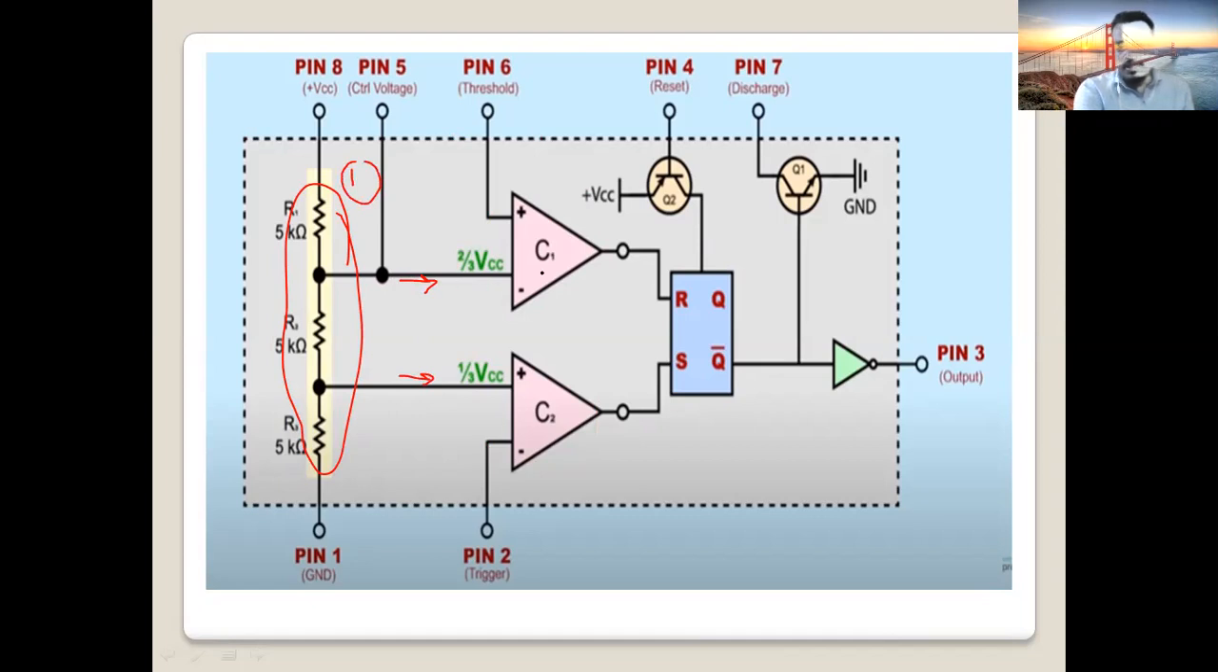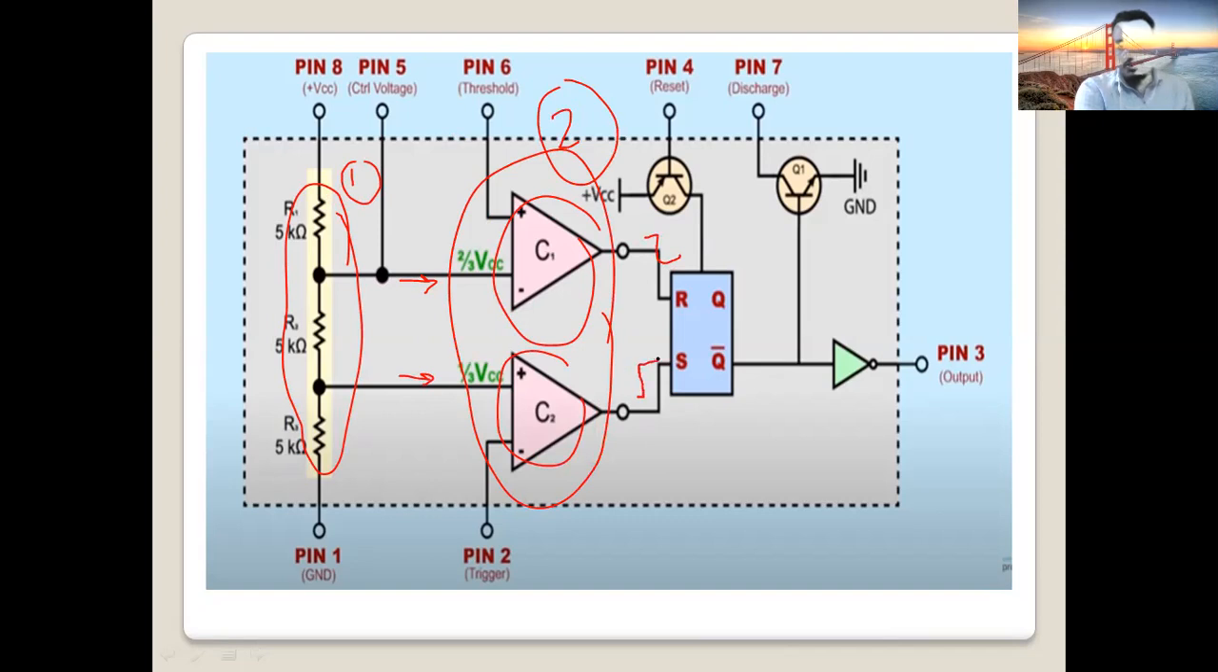Then we have two comparators, comparator one and comparator two. Together we call this the comparator part. The output of this comparator is connected to another device called SR flip-flop. SR flip-flop output goes to what? It goes to this component, the output driving circuit. Then we have the output at the output pin.